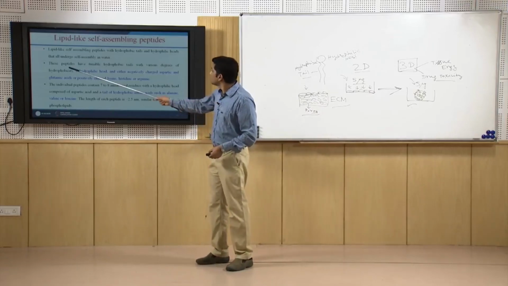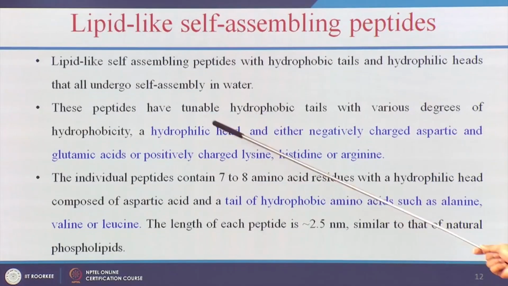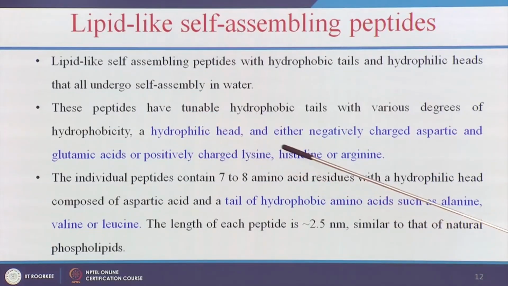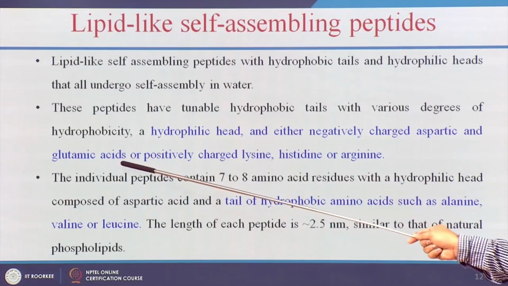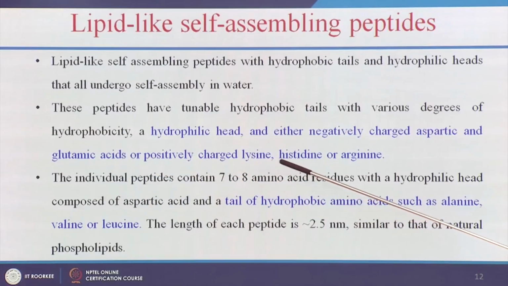Using the hydrophilic amino acids and hydrophobic amino acids. Okay. So these peptides have tunable hydrophobic tails with various degrees of hydrophobicity, and we can also add hydrophilic head. For example, you can use amino acids like aspartic acid, glutamic acids. Okay, these are negatively charged hydrophilic head, and if you want to make positively charged hydrophilic head, you can use lysine, histidine or arginine. Okay.